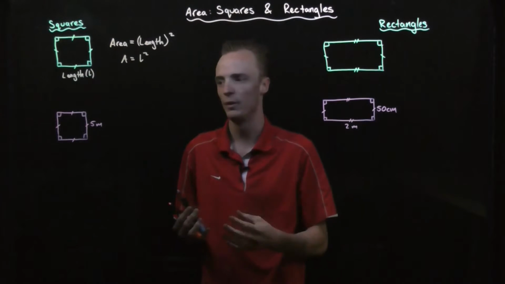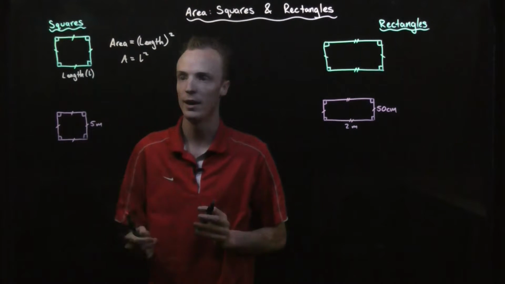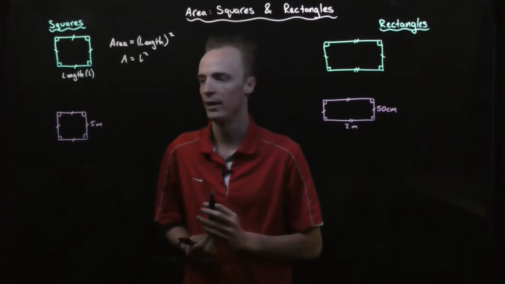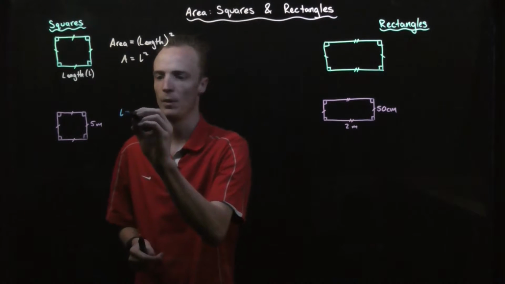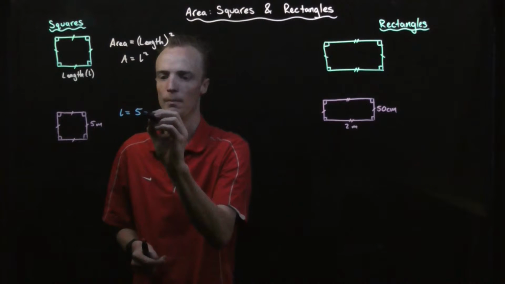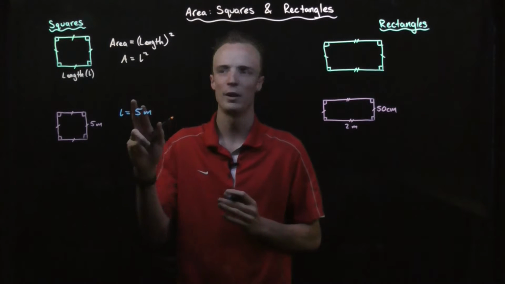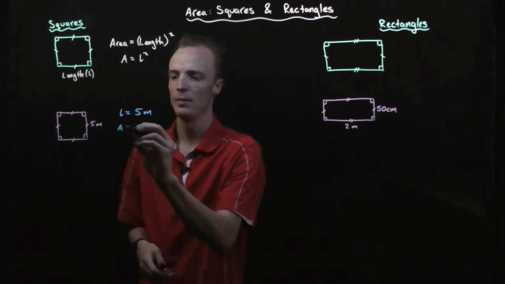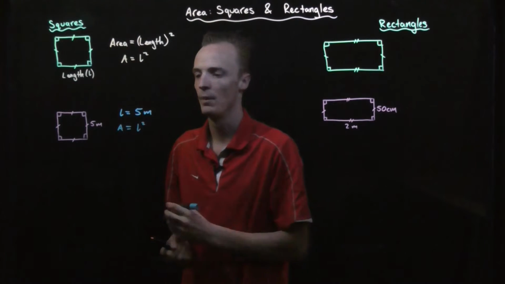Now if we've got a problem with a square that's requiring us to calculate the area, like this one here, the first thing that we need to do is record what information we've been given. In this case, we've been given the length, or L, which is equal to 5 meters. Now we record what formula we're going to use to be able to calculate this. So in this case, the area is going to be equal to L squared, or length times itself.